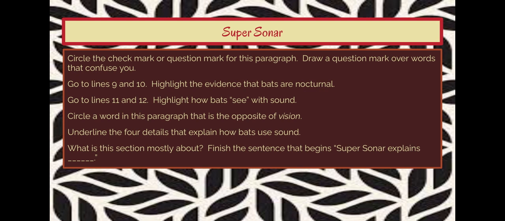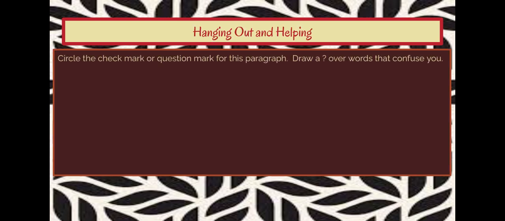Now let's read Hanging Out and Helping. Remember to look up when you have finished reading. Circle the check mark or question mark for this paragraph. Draw a question mark over words that confuse you. Highlight when bats hang upside down. Underline where bats live.